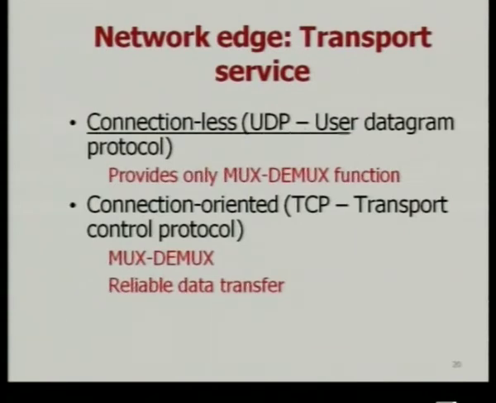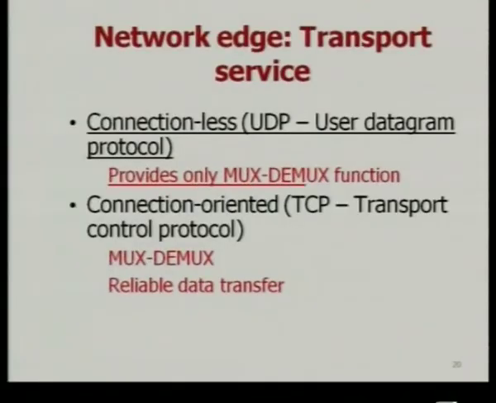Now the UDP protocol, it stands for user datagram protocol, it's also referred to as a connectionless protocol, and the job that it does is just this, the job of providing the multiplexing and demultiplexing functionality that we just referred to. Now what the TCP protocol does in addition to this job of multiplexing and demultiplexing is that it provides for reliable data transfer, and it is referred to as a connection oriented protocol. Now it's very easy to quickly understand what we mean by connection oriented and connectionless.